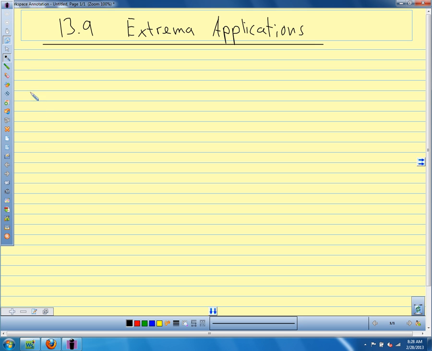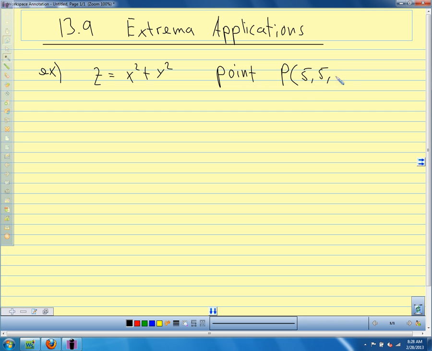All right, so our first example, we have this paraboloid, z equals x squared plus y squared. We have a point, the point is (5, 5, 0). So we have this point on the xy plane. We want the minimum distance from the point to the surface.